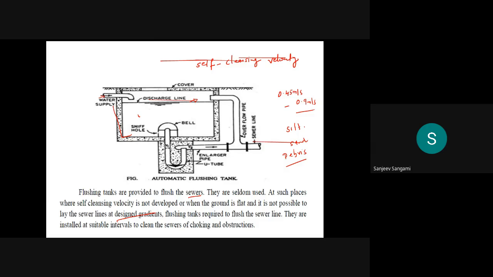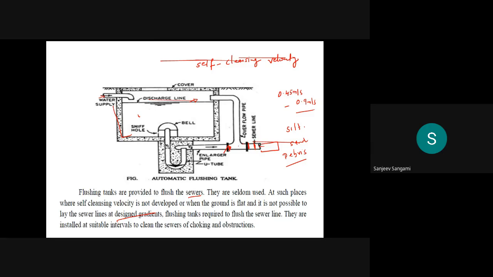Then this is the sewer line. These are the gate walls. So if any blockage is happening in this section, assume that this is the sewer line. If any blockage is happening, immediately if you open these two gates, automatically it will enter the sewer lines. Once it enters the sewer lines, it is very difficult to remove.